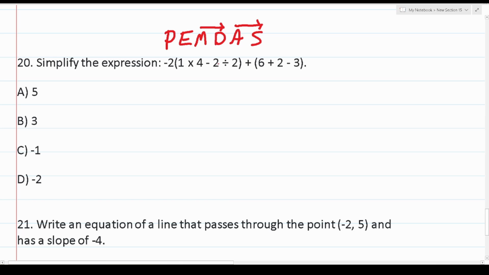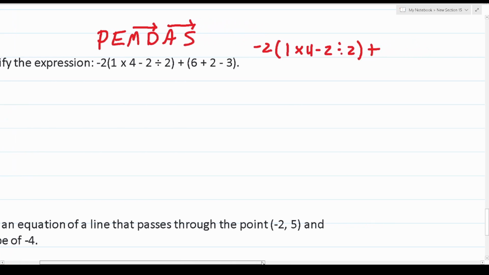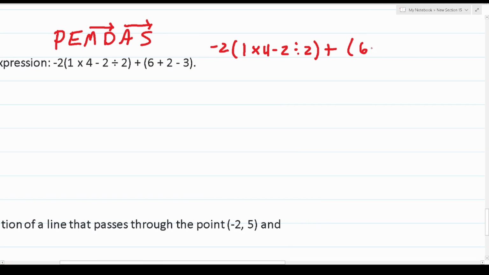Okay, so with that in mind, let's go ahead and copy this down. We have negative 2, 1 times 4 minus 2 divided by 2 plus, let me move over a little bit, 6 plus 2 minus 3. All right, so according to the order of operations, we're going to work out what's in parentheses first. So inside these parentheses, we're also following the order of operations. Okay, and let's do one set of parentheses at a time.